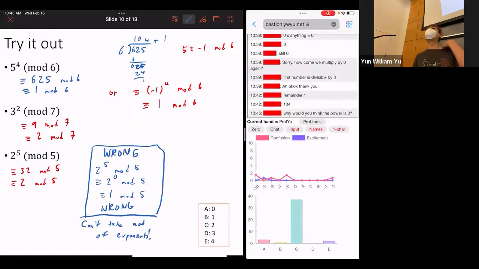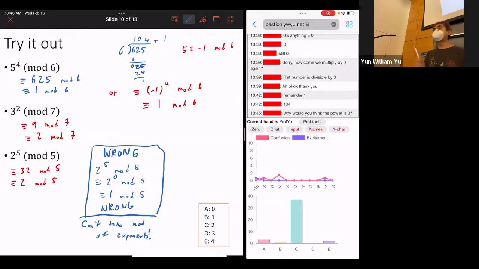Why would you think that the power is 0? You might think that because you know that 5 is equal to 0 in mod 5. But that does not apply to exponents. So somehow exponentiation is different than multiplication in this way, and you have to be really careful about that.